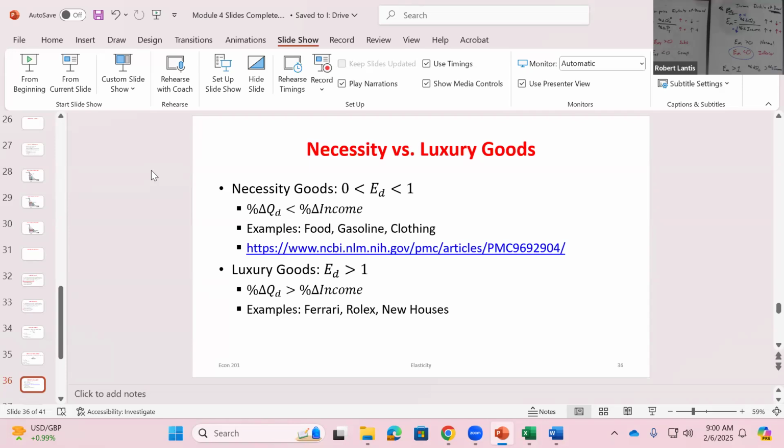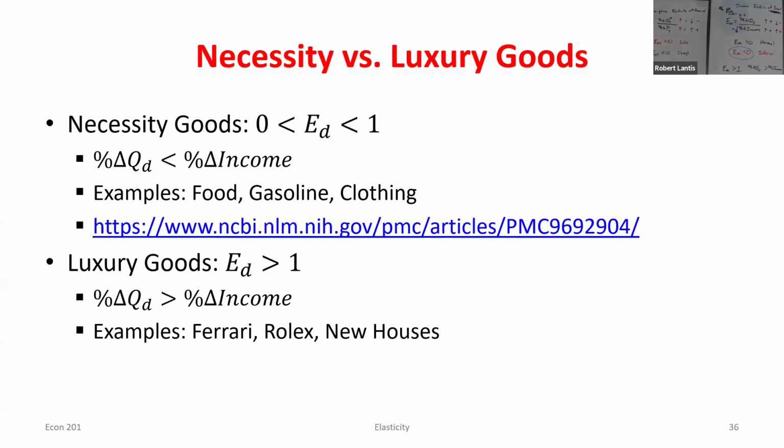So this might be things like a Ferrari, Rolexes, new homes, right? People generally go from 0 to 1. With increases in income, we are going to see really large percent changes in quantity demanded if we're going from 0 to anything. So anything that's above 1, we would call these income elasticities for normal goods, luxury goods.